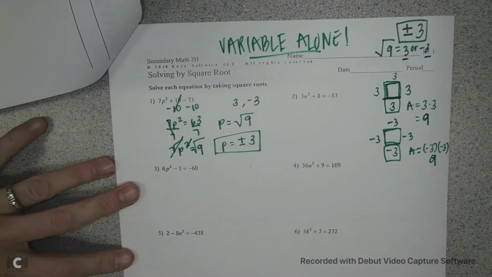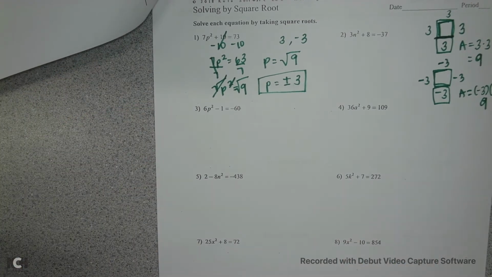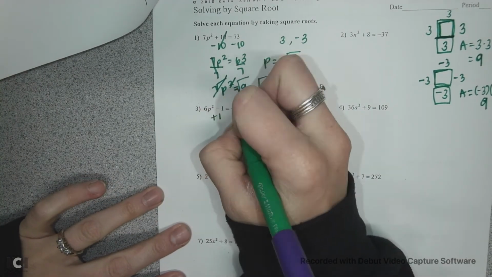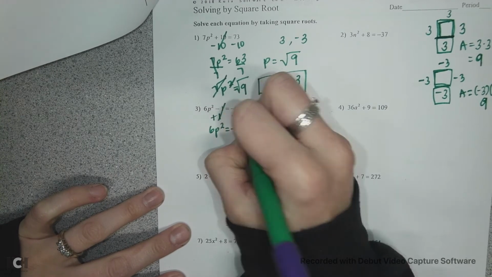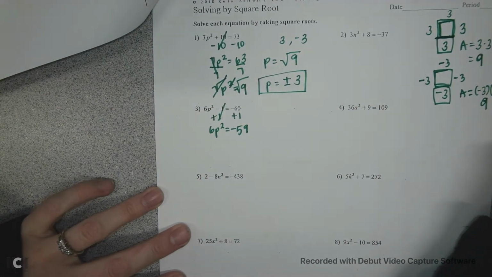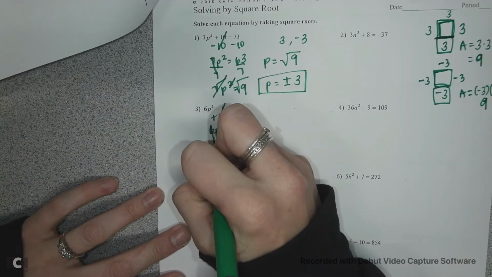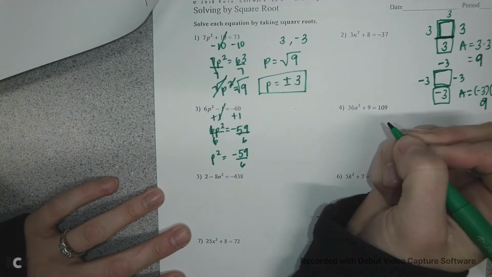Now, number 3. Number 3 is a little bit trickier, but you can solve it because we've been working with imaginary numbers. So the first thing we're going to do is add 1 to each side, again trying to isolate our variable and get it by itself. Okay, so now we need to divide each side by 6. We have p squared equals negative 59 divided by 6. Okay, we're going to keep going.